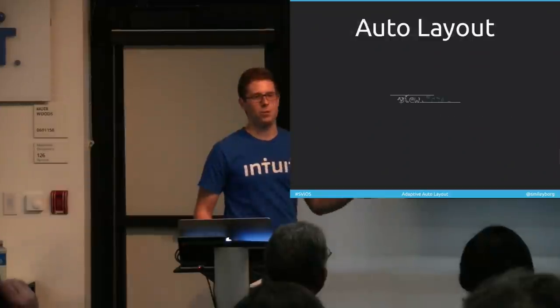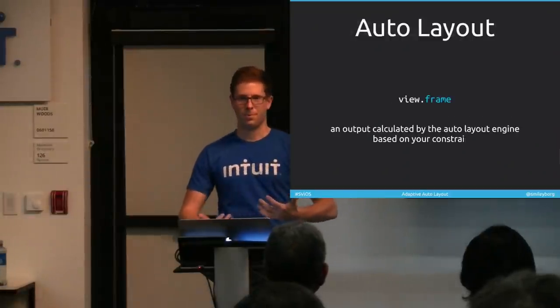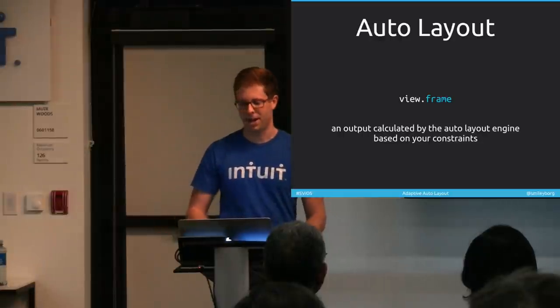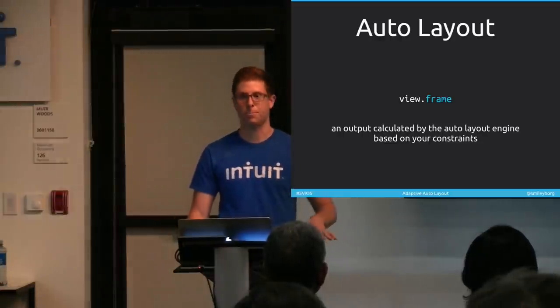Nowadays, with auto layout though, I'd like to propose that you think of the view's frame, which is the same thing you saw on the previous slide, as an output that's calculated by the auto layout engine based on the constraints that you specify. Make sense? So the frame is just a simple output. It's not something that you muck with directly. It's something that's going to come for free once the auto layout engine runs its magic. So with that, let's dive in.